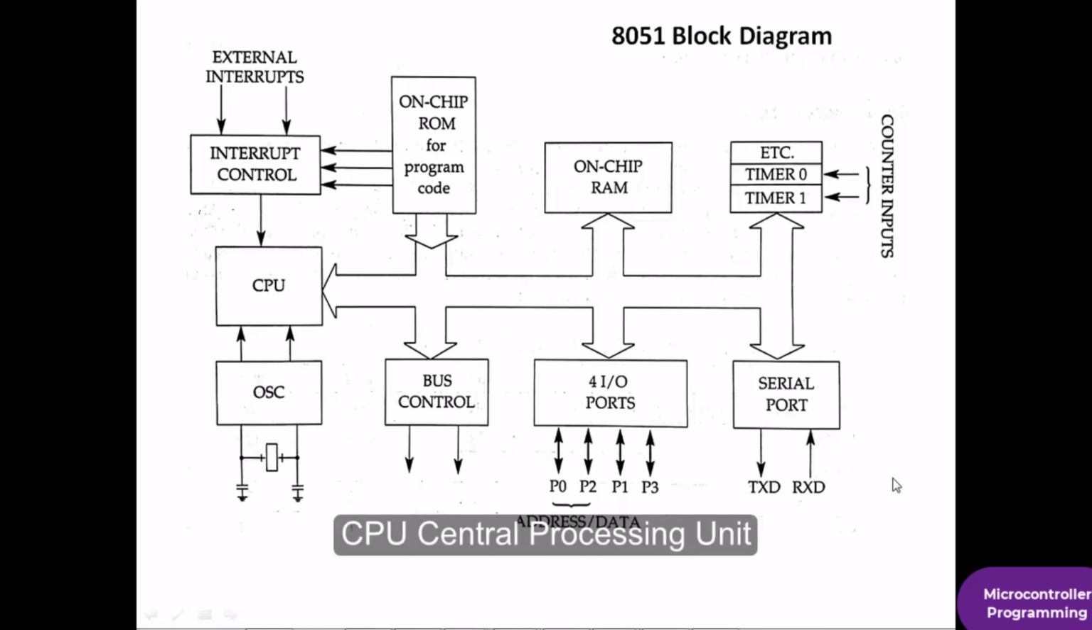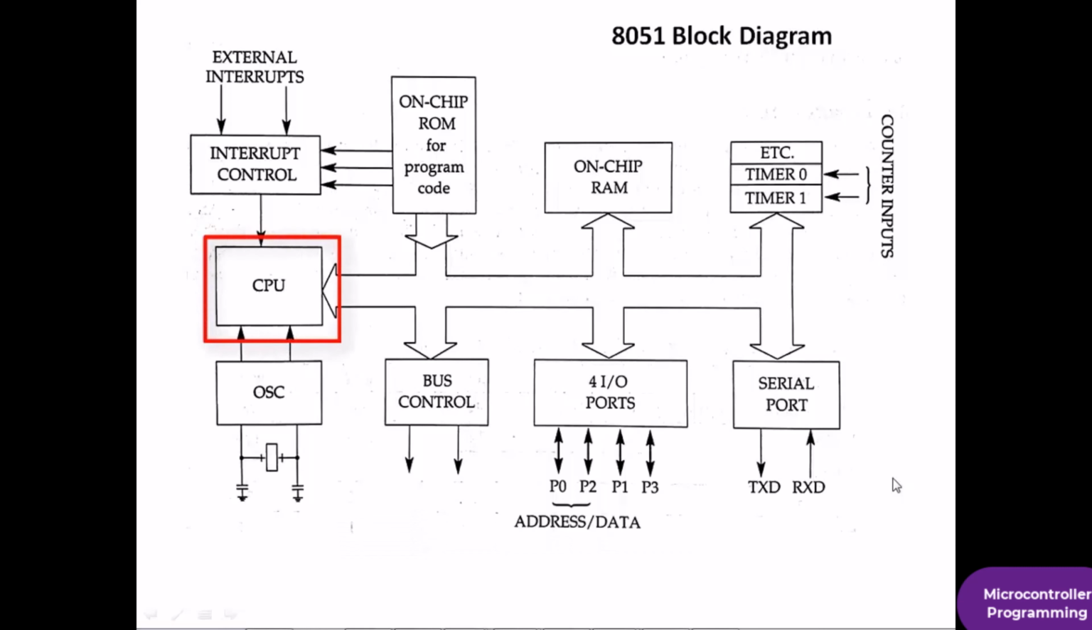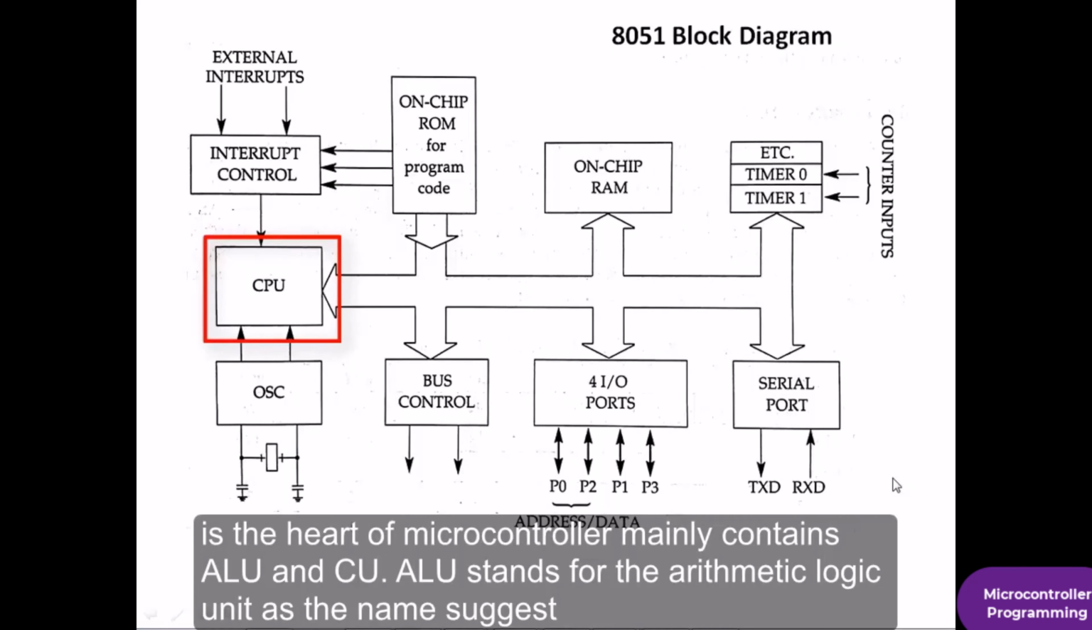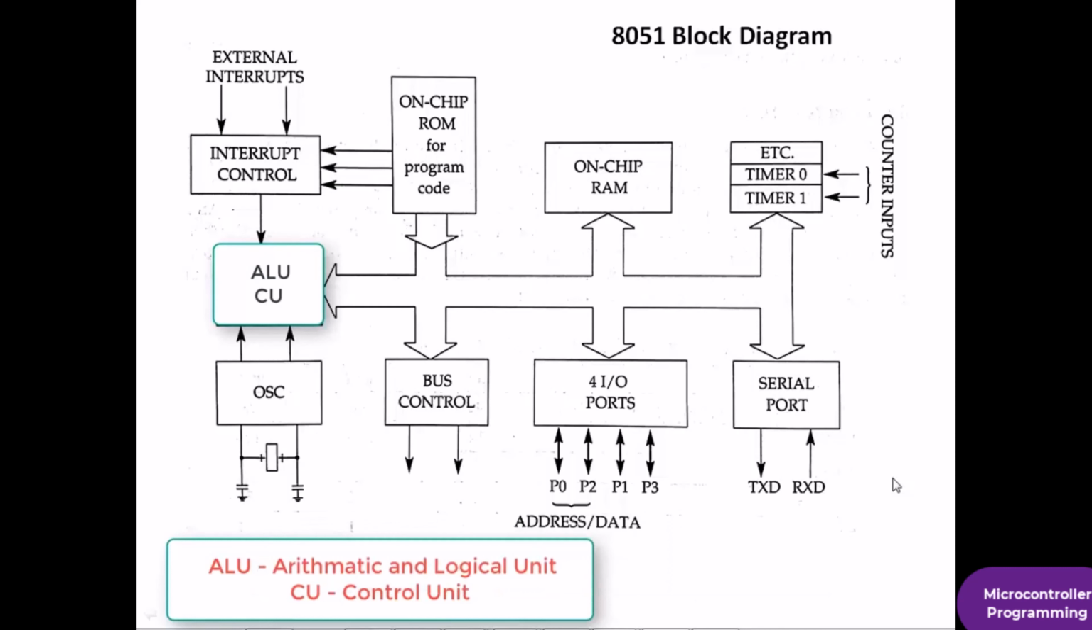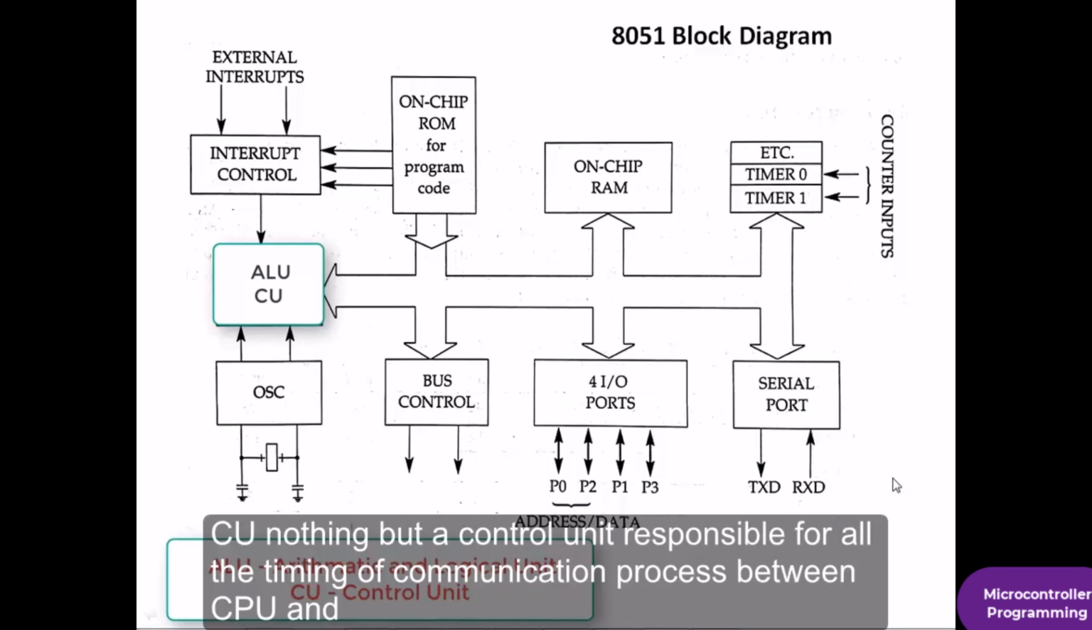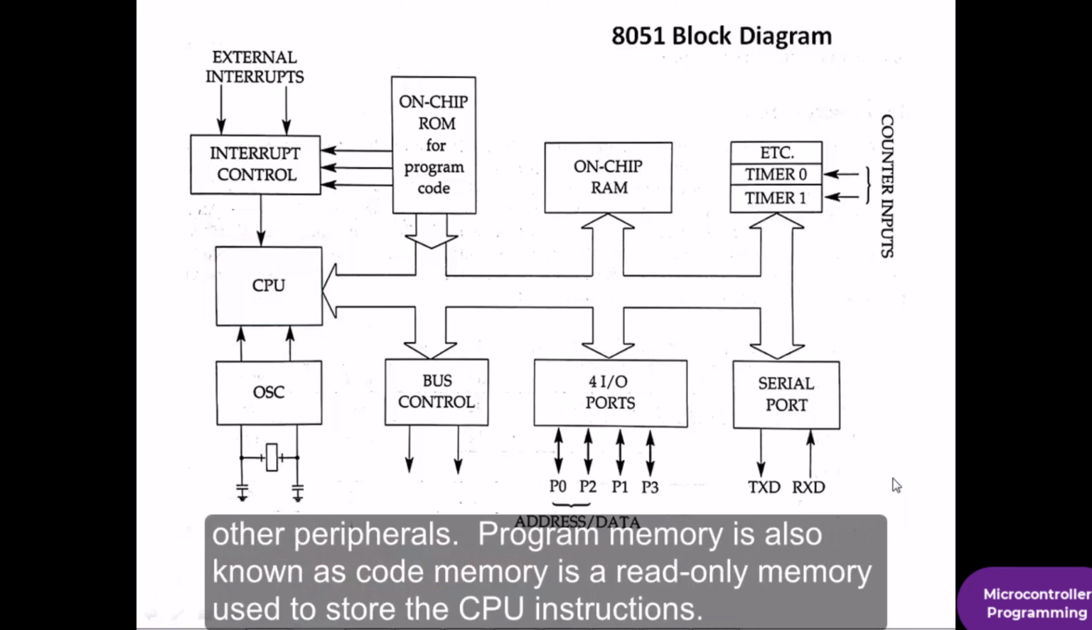CPU, central processing unit. It's the heart of the microcontroller, mainly containing ALU and CU. ALU stands for arithmetic logical unit. As the name suggests, it is used to perform arithmetic and logical operations. CU is nothing but a control unit, responsible for all the timing of the communication process between the CPU and other peripherals.